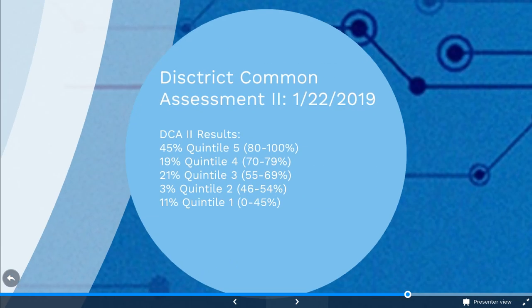So my results. As far as the district common assessment goes, we took another one on the 21st of January of this year, and their results are obviously very different. So quintile 5, the top couple students in my class, the top scoring, increased from 37 to 45%. So that is an 8% increase, which is amazing. And then the other quintiles have also decreased by 1%, which means that in general, students are moving up, and that's really wonderful.